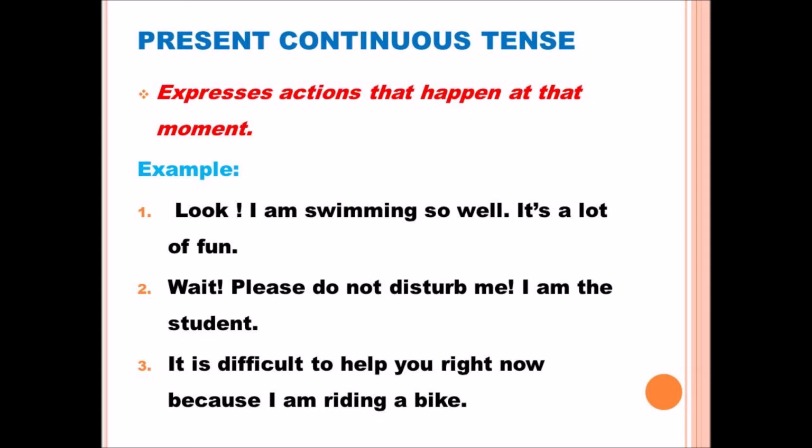Just now we all saw where we use simple present, right? The happenings, that is the everyday activities. Here continuous means it is happening at that moment, right now. So it is mentioned as continuous tense. It expresses actions that happen at that moment. So it is going on, happening at that time. So we use present continuous tense to convey the actions going on at that time.